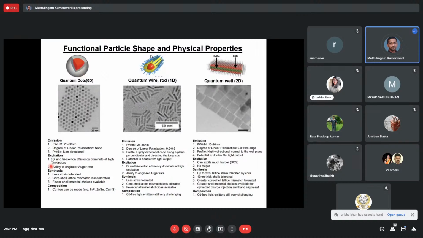The emission full width half maximum is 20 nanometers. This one is a little bit more, and the 2D quantum well one is 10 to 20 nanometers. Cadmium-free can be made from here. The quantum wires are very difficult to make using cadmium-free, and this one also is challenging. Only this one can be used because we need to use cadmium-free quantum dots for commercialization.